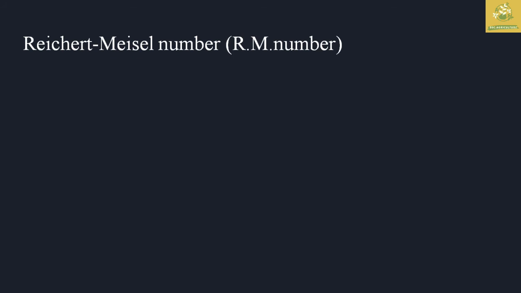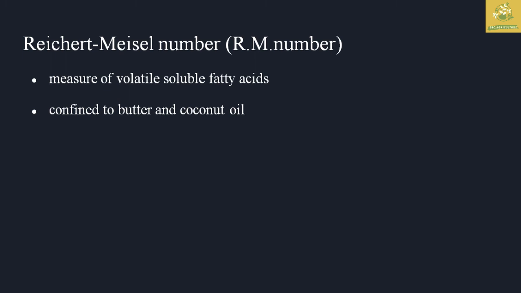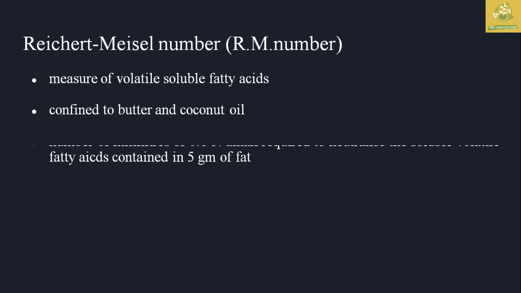And the other one is Reichert-Meissl number. We can shortly call it the R.M. number. It is a measure of volatile soluble fatty acids, which are mainly confined to butter and coconut oil.